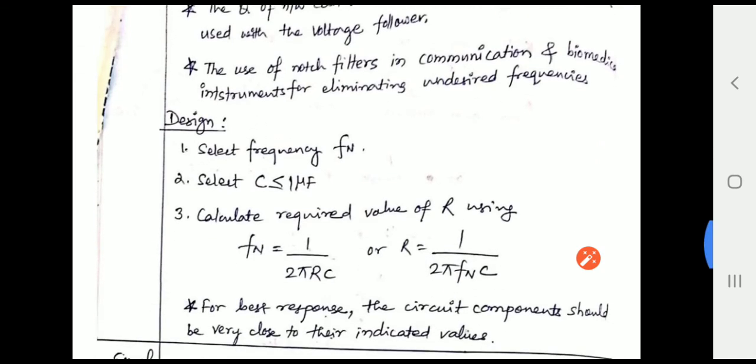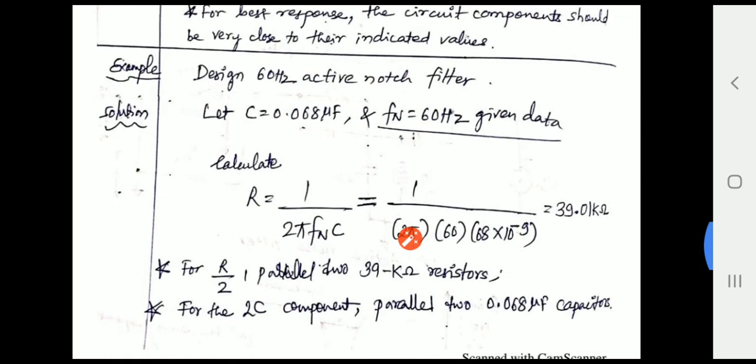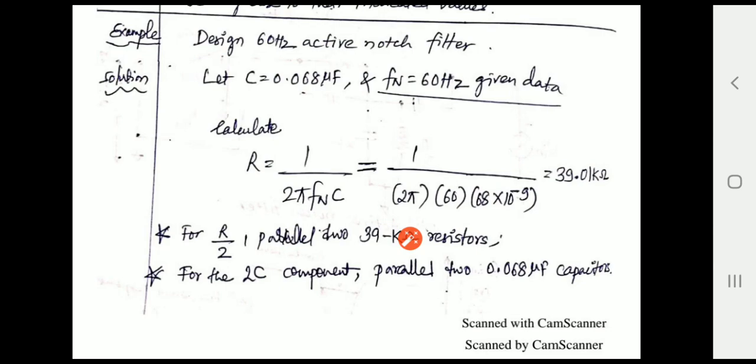The design is the same here. You have to select the frequency which needs to be rejected, that is Fn here. Select the value of C less than or equal to 1 microfarad, because we need to calculate the value of R in terms of kilo ohms. Once we know the value of the frequency and the capacitor, substitute in this and we will get the resistance value. Based on that you can design a narrow band reject filter. There is one problem solved here using that concept. Just go through this, you will understand.